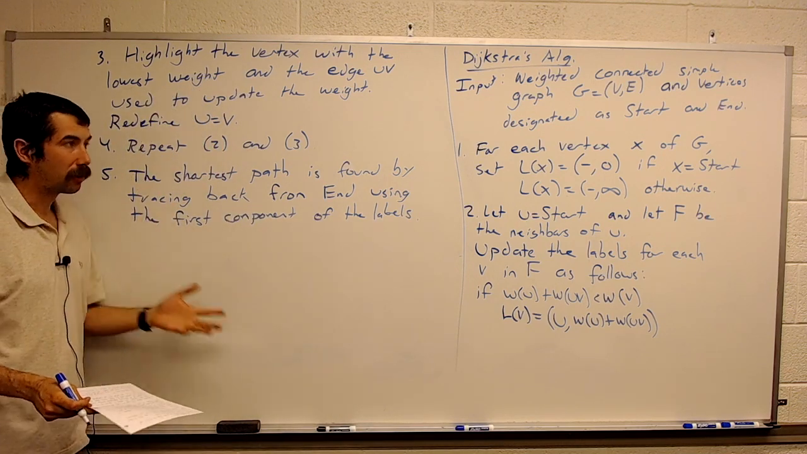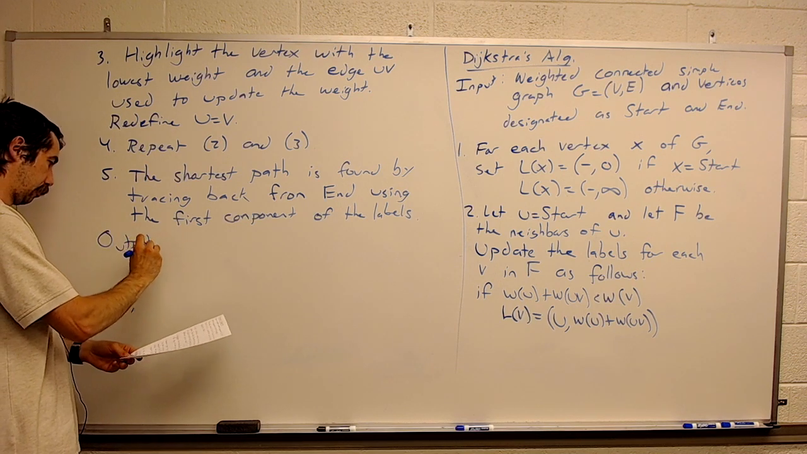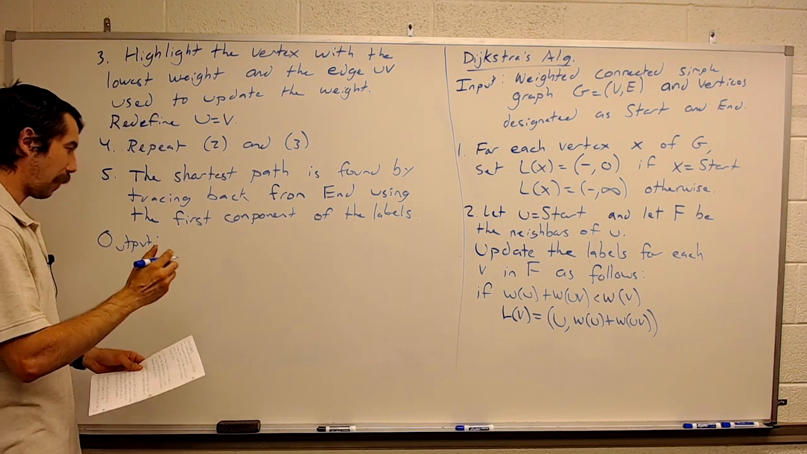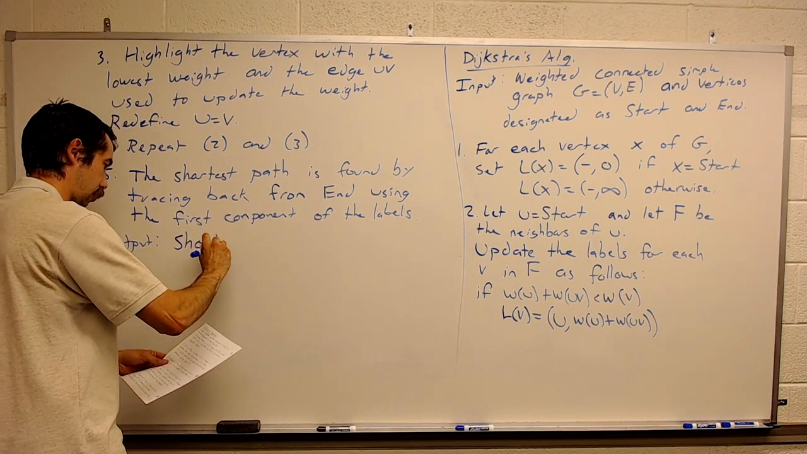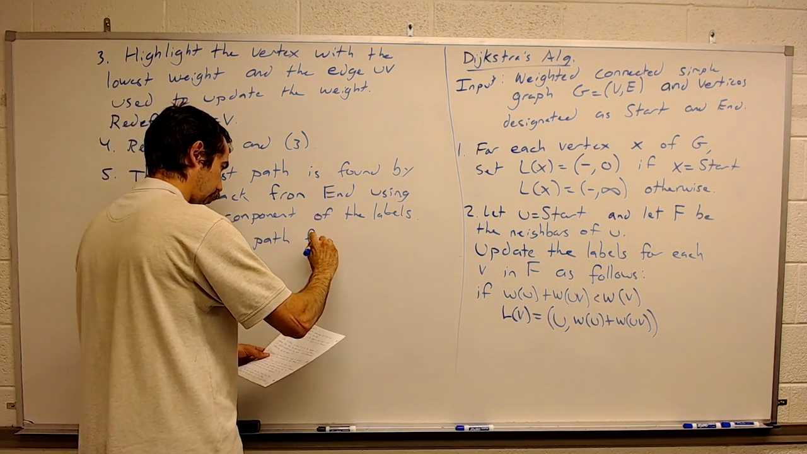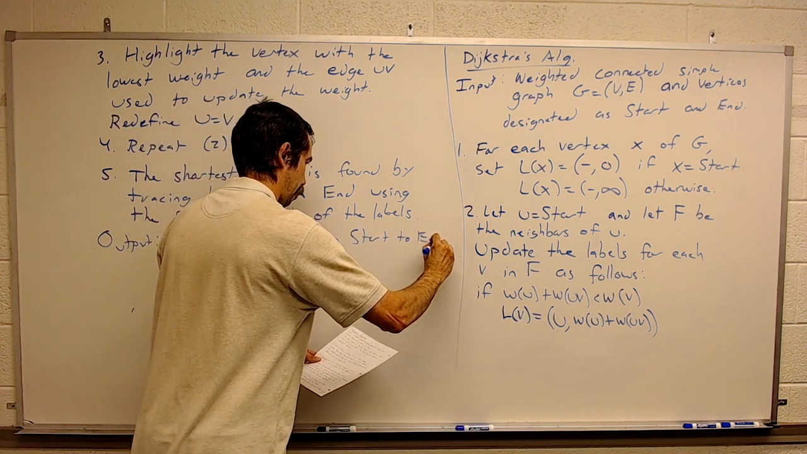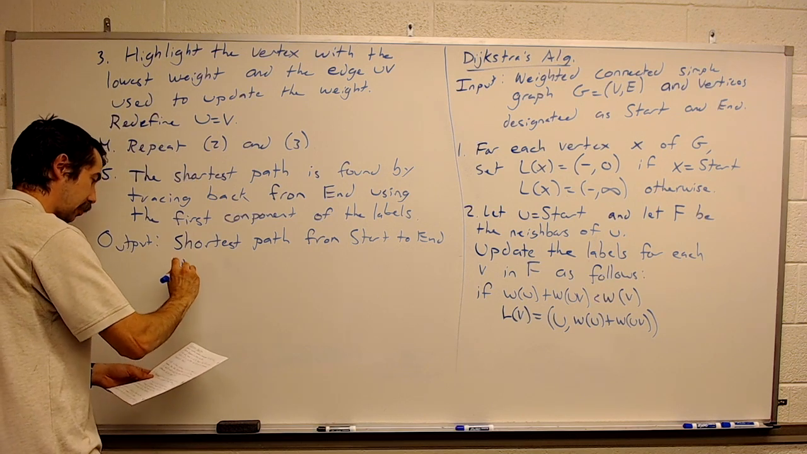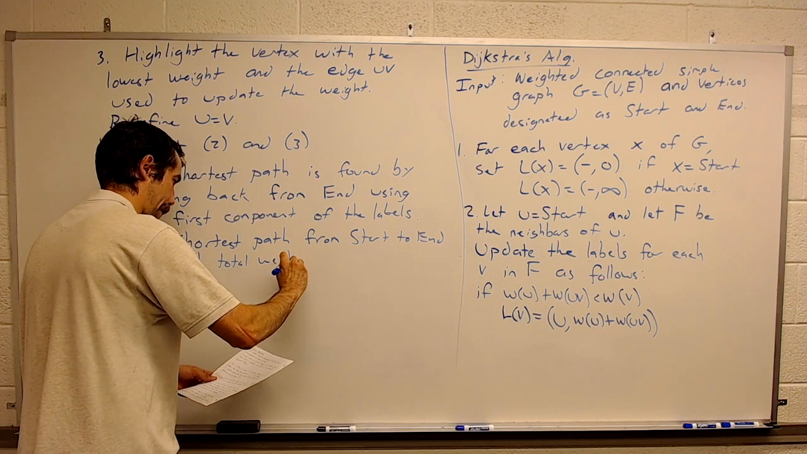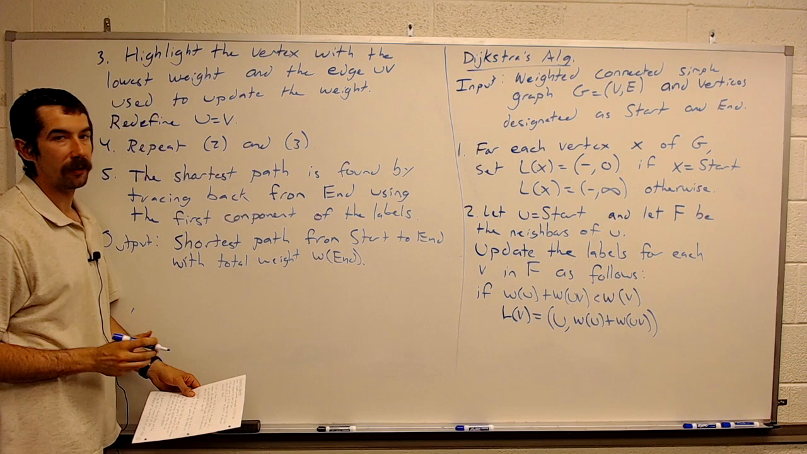Okay, and if we run through this algorithm, the output is the shortest path from start to end with total weight given by the weight of the end vertex.